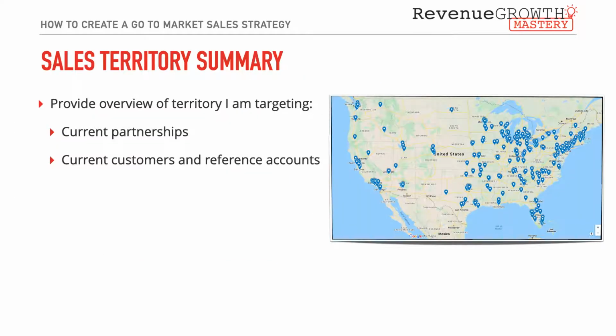Next is your sales territory summary. So you want to provide an overview of the territory that you're targeting. And when you do that overview, you want to look at what are my existing partnerships within that territory, or that patch that I'm looking to penetrate. Where can I leverage their relationships and their resources to help penetrate the market?